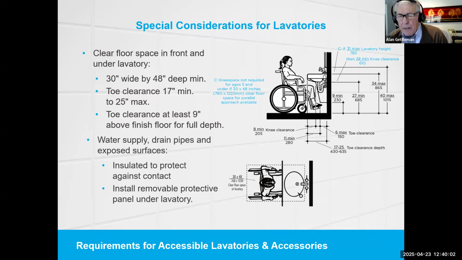Water supply, drain pipes, and exposed surfaces under the lavatory must be insulated or otherwise configured to protect against contact. One solution is insulated or wrapped pipes, as shown in the drawing in the upper right. Another solution is to provide a removable protective panel under the lavatory.